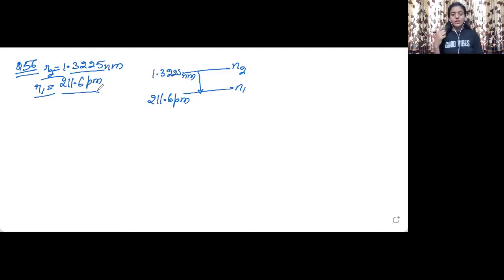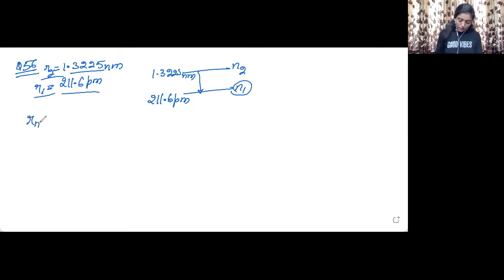To tell to which series it belongs, we need to know the value of n1, because for Lyman, Balmer, Paschen, Pfund and Brackett series, if the electron is coming back to the first energy level, then we say it is Lyman series. If it is the second energy level, then we say that it is Balmer series. But we have not been given the value of either n1 or n2. Let's see how we can solve it.